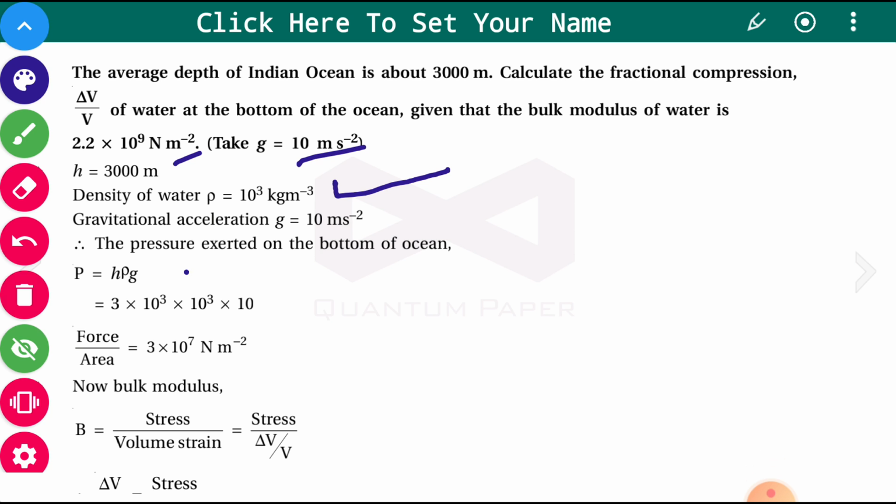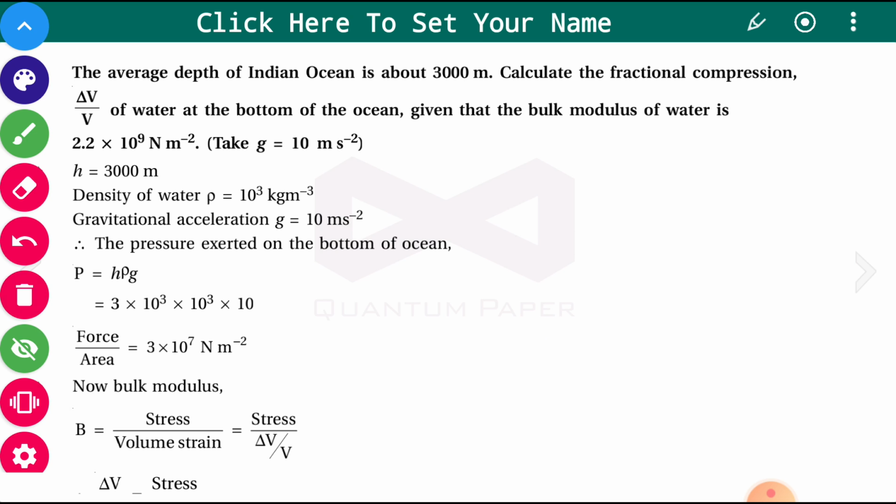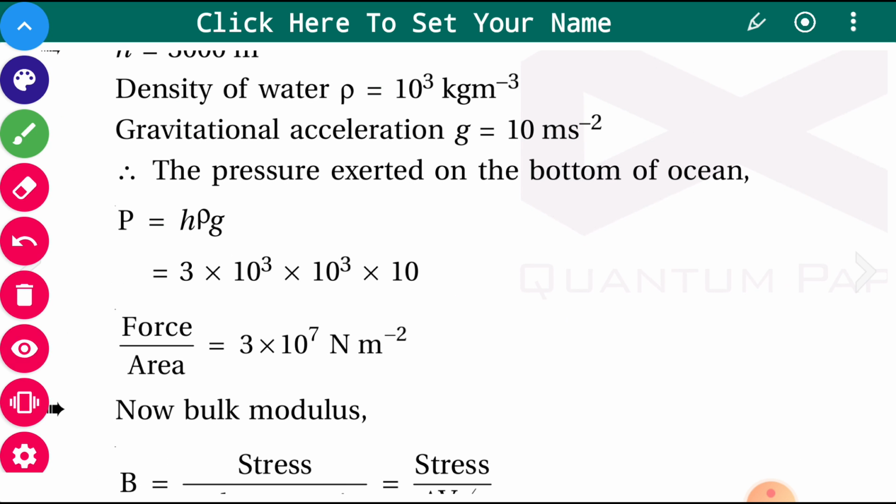Now pressure exerted on the bottom of the ocean is H rho G, or we can say rho G H. Rho is the density, G is the gravitational acceleration, and H is the height. Now pressure is force per unit area. Write all the values of height, rho, then we have the value of G. Just place them in this particular equation. Force upon area you will get 3 into 10 raised to 7 Newton per meter square.